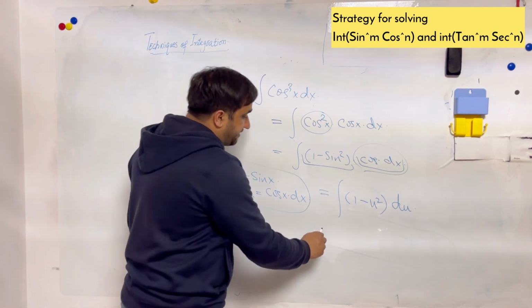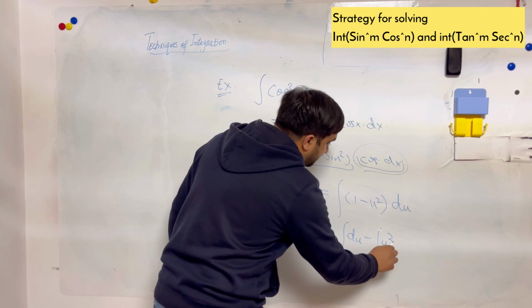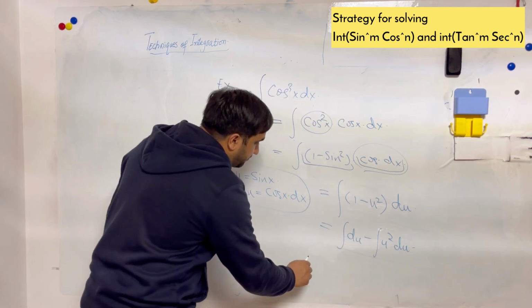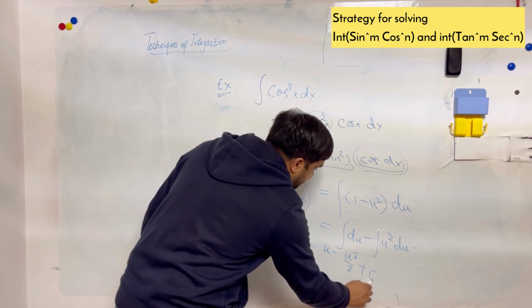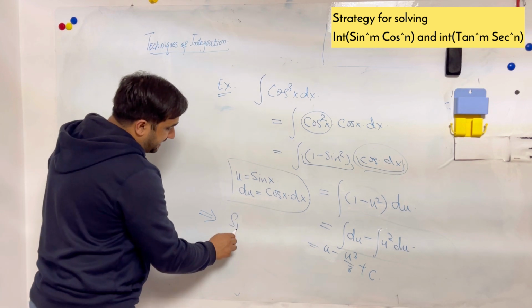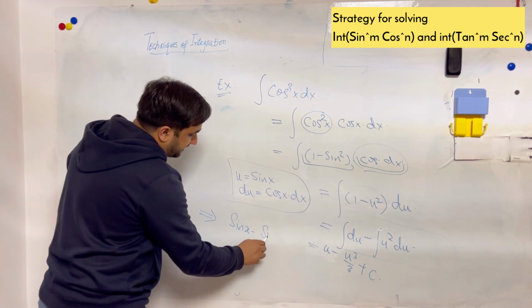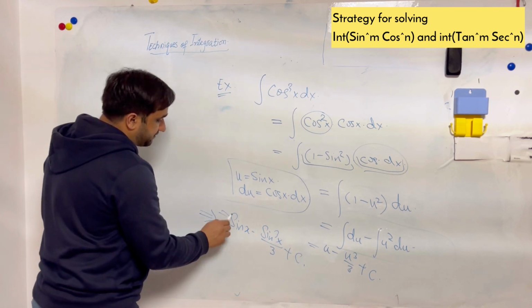And now this is a very simple integral, and it becomes the integral of du minus u square du. And you know how to solve it. It is u minus u cube by 3 plus c, but u is equal to sine x. So it means it is sine x minus sine cube x by 3 plus c. This is the answer.